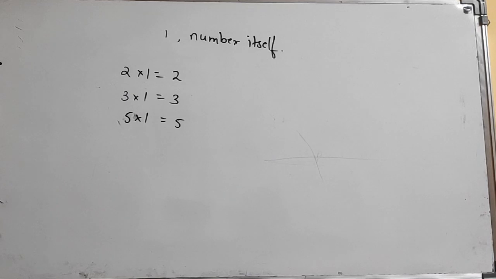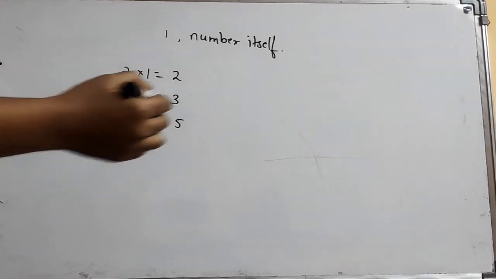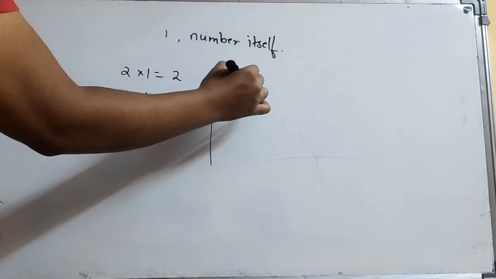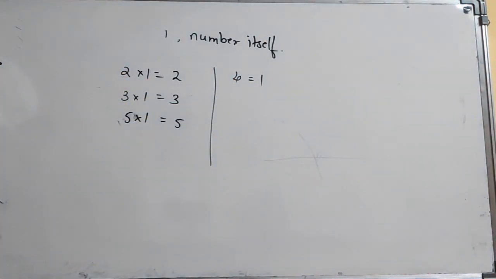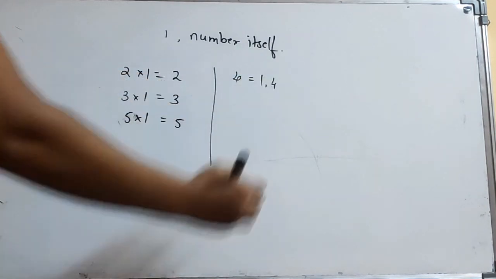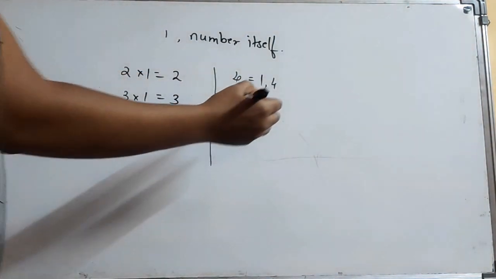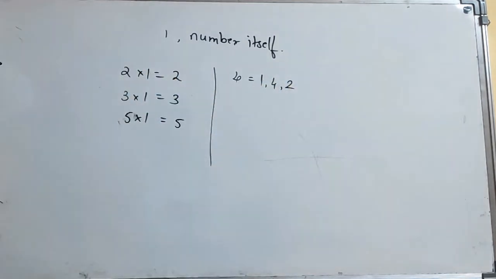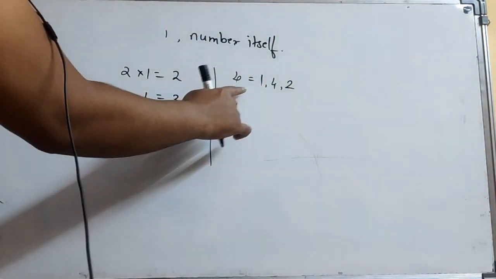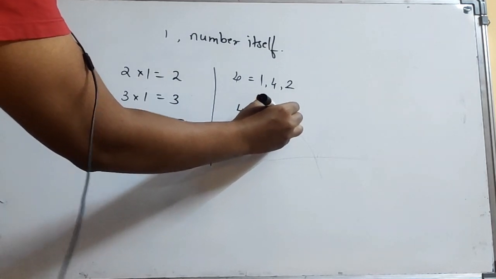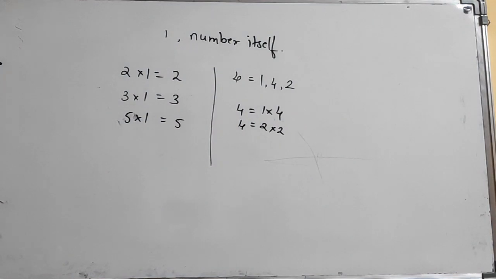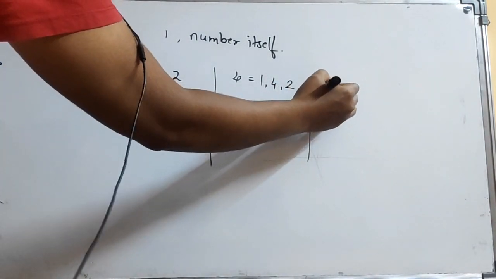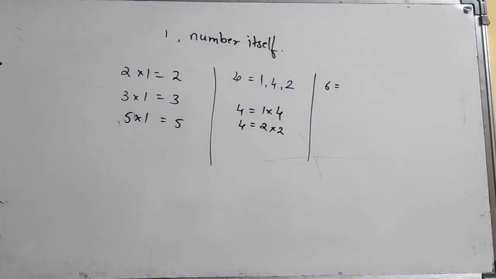Understood? So what are composite numbers? Numbers having factors other than 1 and itself. For example, if I take 4, if you take out the factors of 4, 1 is a factor of 4, 4 again itself is a factor of 4, and there is one more number which is a factor of 4, that is 2. So 4 can be written as 1 into 4 and 4 can be written as 2 into 2. Understood?